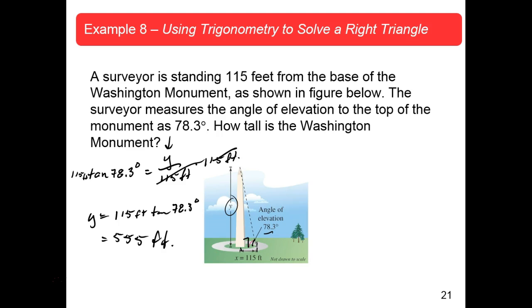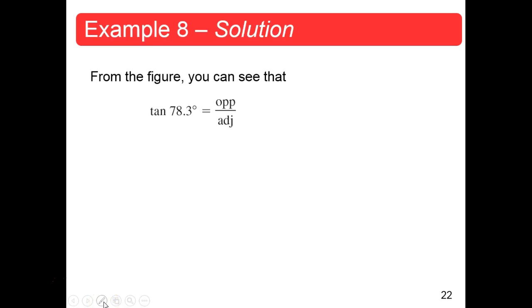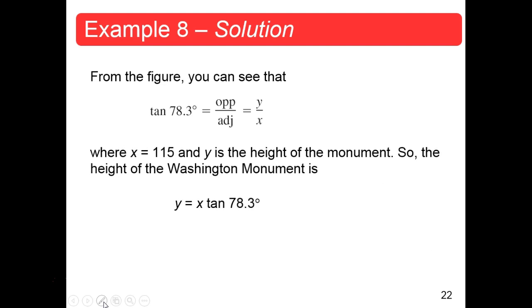There is a checkpoint following that. You're certainly welcome to do that. Let's see how they did it. From the figure, you can see that the tangent of 78.3 degrees is the opposite side over the adjacent side, exactly what your reasoning was. The opposite side being y, the adjacent side being x, though we didn't call it x. We called it 115, where x equals 115 and y is the height of the monument.